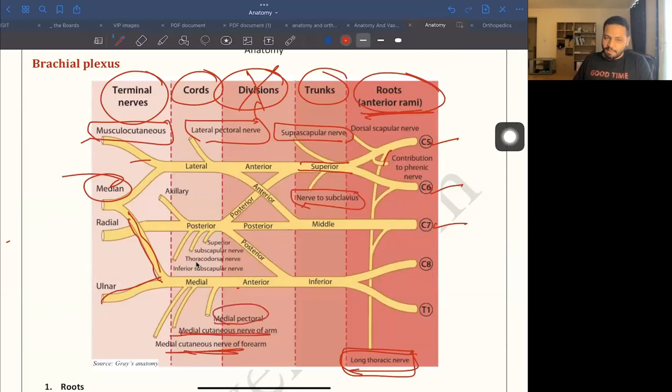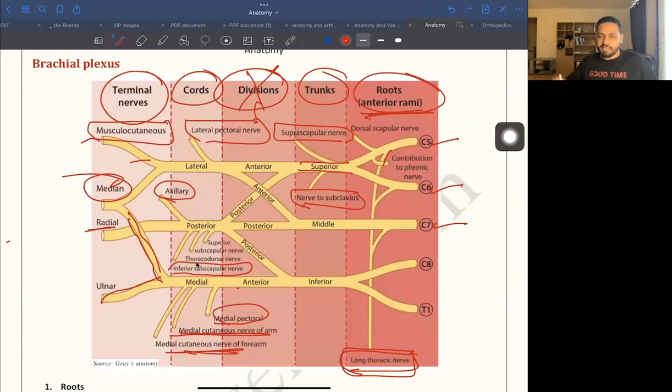What are the posterior cord branches? This is the posterior cord. It will give number one, axillary, number two, radial nerve as well, which is solely from the posterior cord, and it will give subscapular, thoracodorsal, and inferior subscapular nerve.